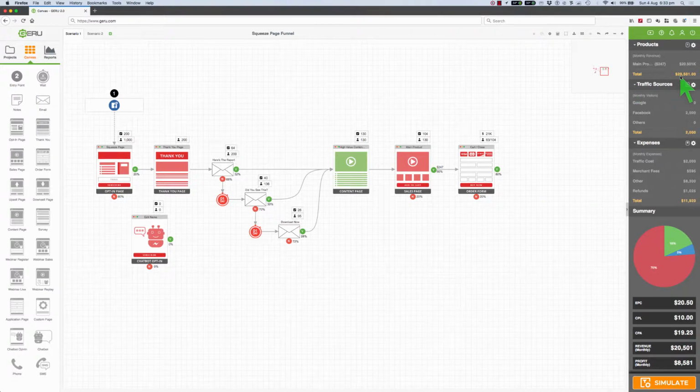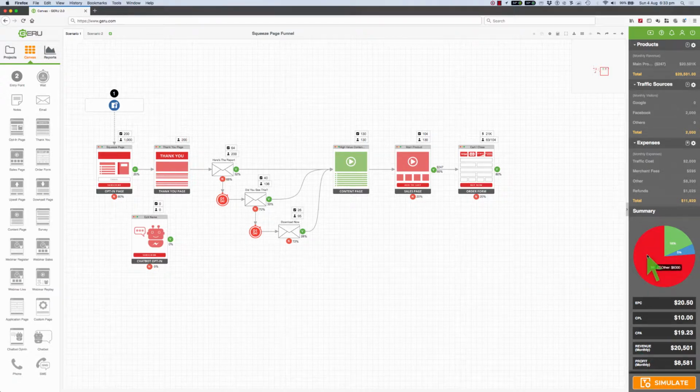It's calculating $20,000 worth of sales. The cost of our traffic here is shown at $2,000. There are some merchant fees, the cost of delivering the course, and also refunds. So that gives us a cost per lead of $10, revenue of $20,000 and profit of $8,500 for the month. And okay, so that's pretty good.